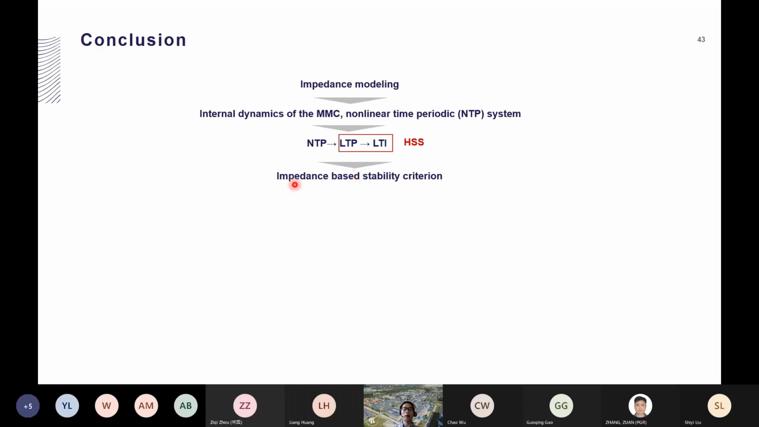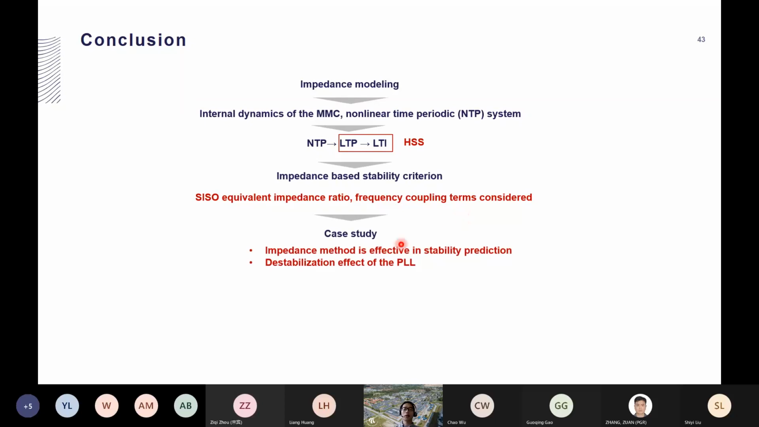Then I introduced a little bit about the impedance-based stability criterion. The idea behind that is that the seesaw equivalent impedance ratio can always be used to take the frequency coupling terms into consideration. Then I showed some case studies of how this impedance model method can effectively predict the system stability. And in the end, I introduced the impedance measurement toolbox developed by us.